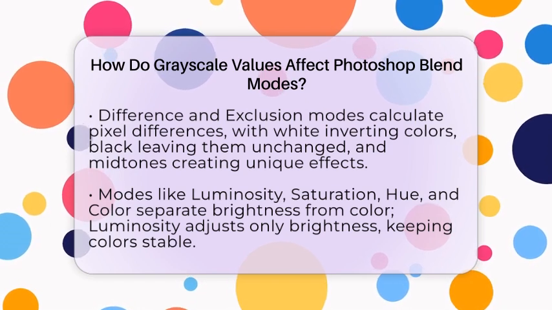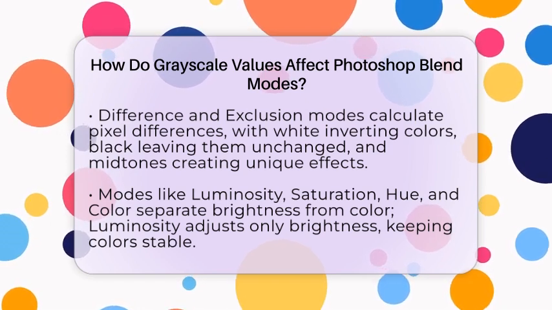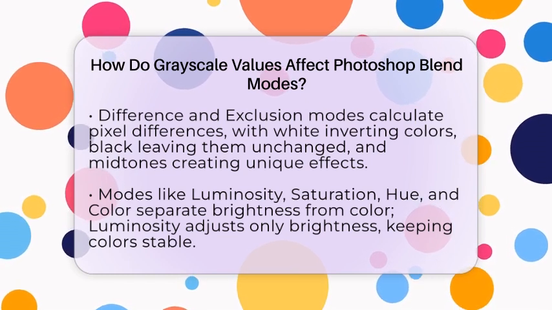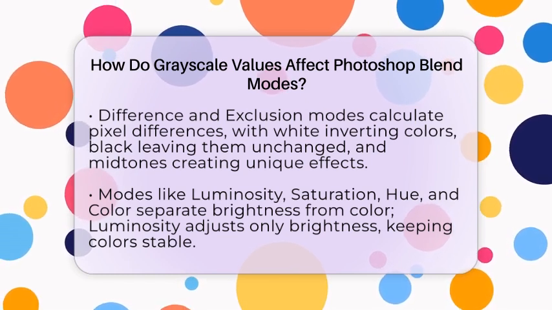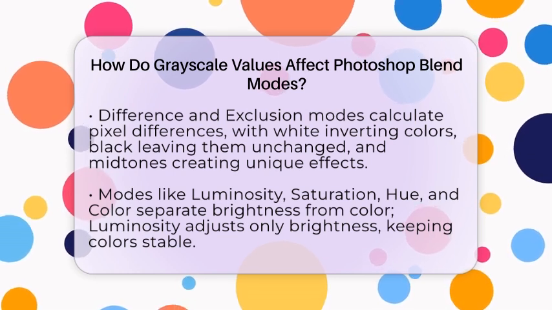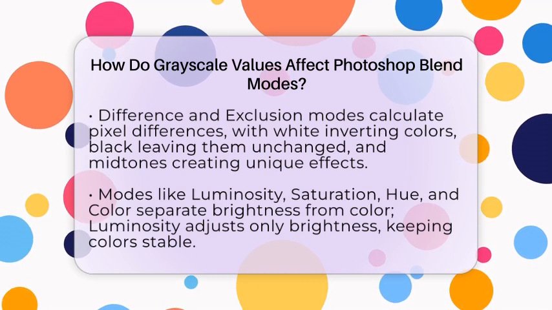Difference and exclusion modes use grayscale values to calculate the difference between pixels. White inverts the colors, black leaves them as they are, and midtones produce unique effects. These are often used for creative effects or aligning images.